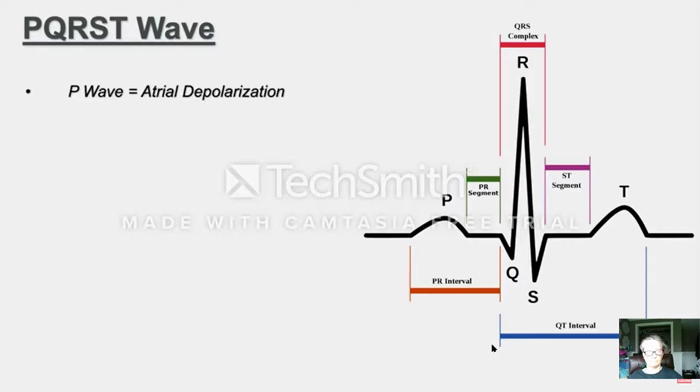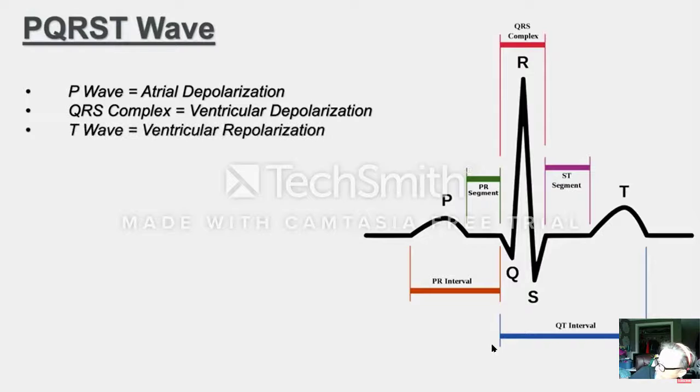The P wave denotes atrial depolarization. That's what the P wave means. That's what actually happens with regards to the P wave. The QRS complex denotes ventricular depolarization. And the T wave generally denotes ventricular repolarization.